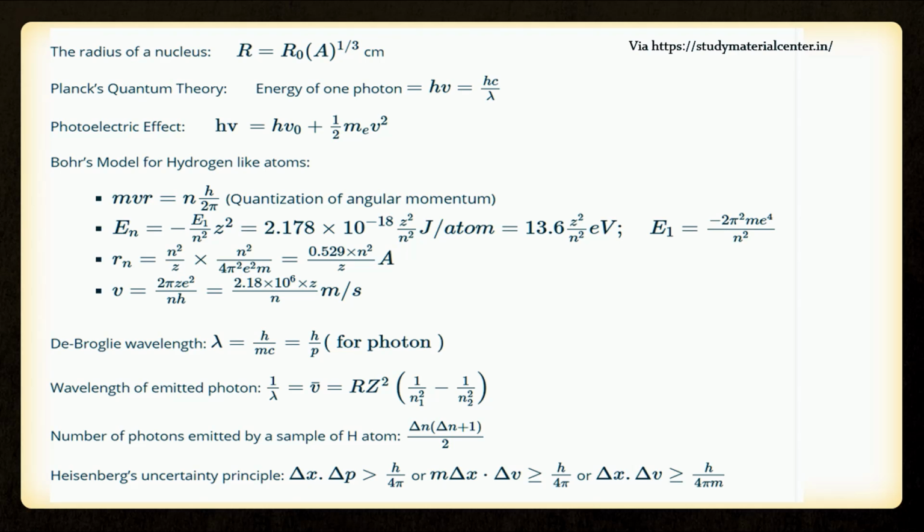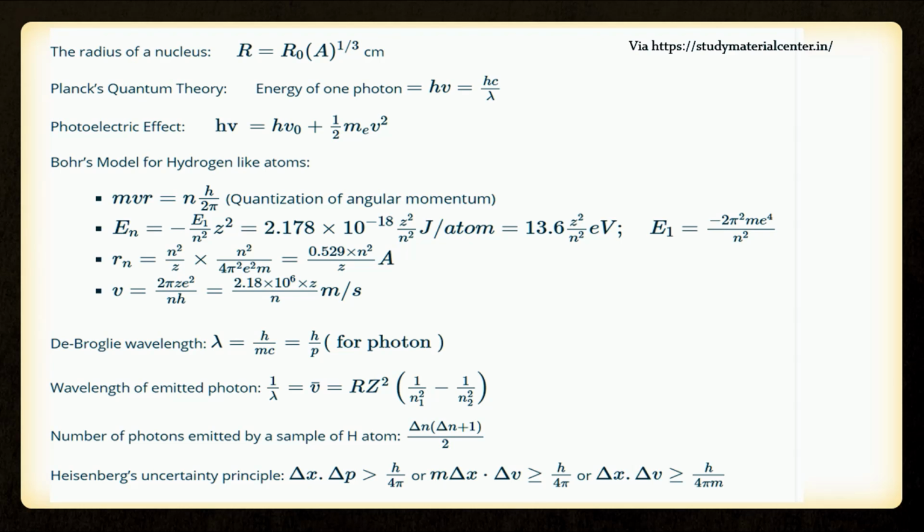En is equal to minus E1 by n square into Z square, which is equal to 2.18 into 10 power minus 18 Z square by n square joule per atom, which is equal to 13.6 Z square by n square electron volts. Here E1 is equal to minus 2 pi square m e power 4 by h square. De Broglie wavelength lambda is equal to h by mv, which is equal to h by p for a photon. Wavelength of emitted photon is given by 1 by lambda, which is equal to nu bar, which is equal to R Z square, 1 by n1 square minus 1 by n2 square.